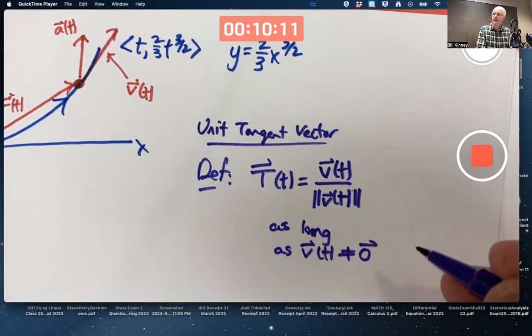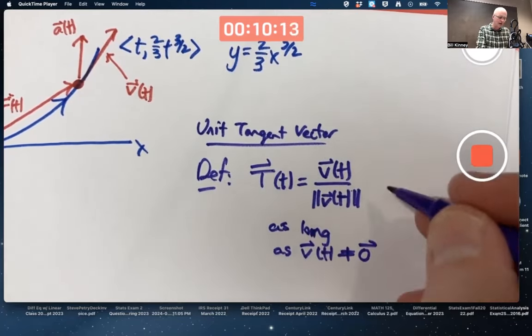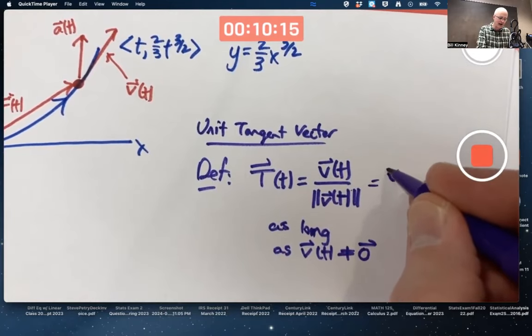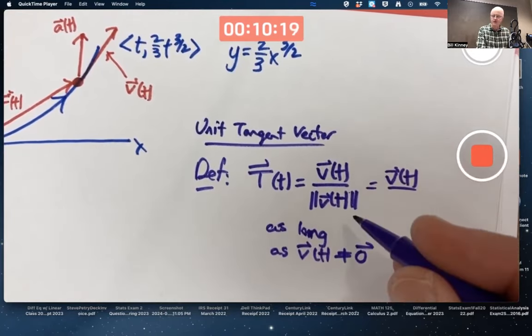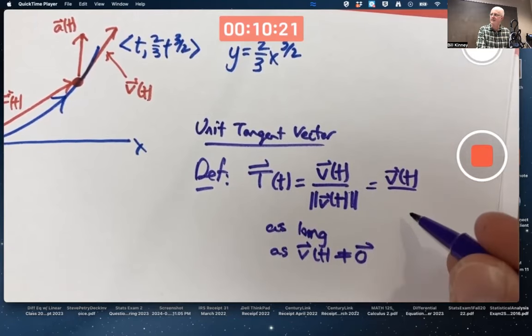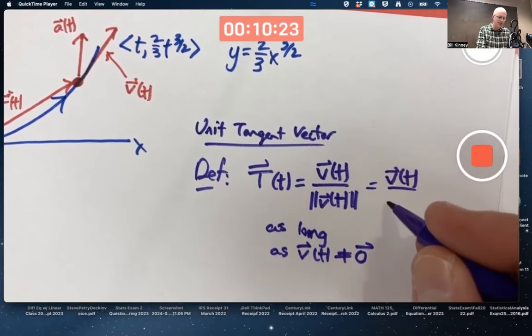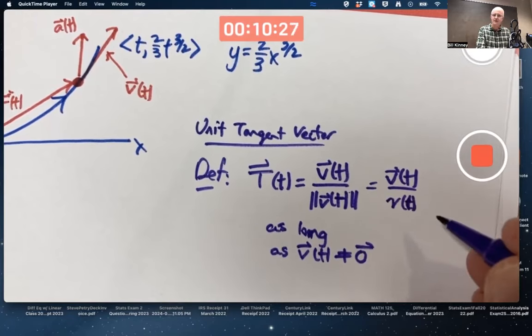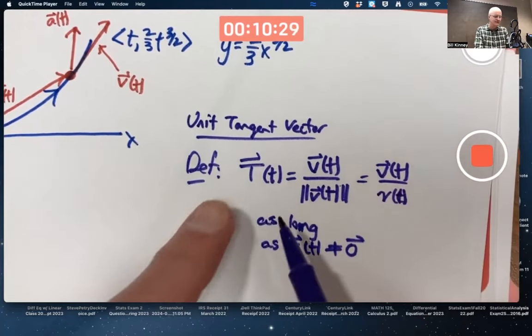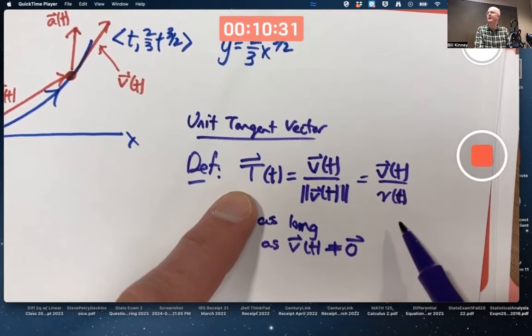This is going to have unit length. Another way to write this is as the velocity vector divided by the speed. The magnitude of the velocity is the speed. I could write speed of t in the bottom, but to save time, I'll write cursive v of t. So it's a funny looking equation. T of t equals v of t divided by cursive v of t.